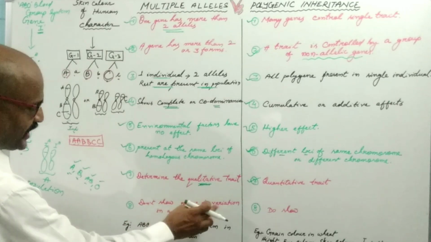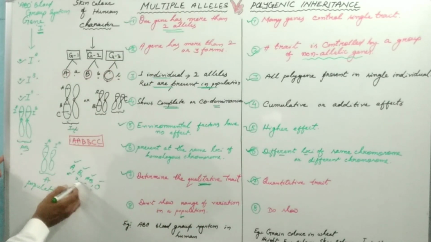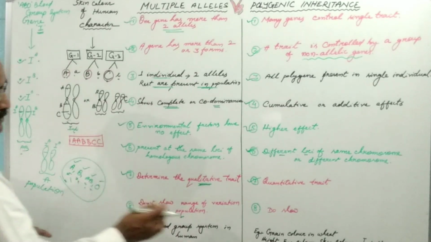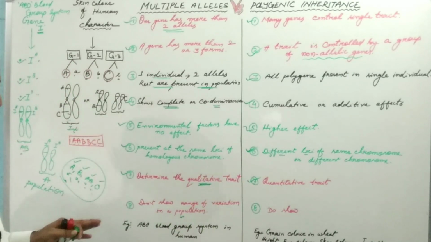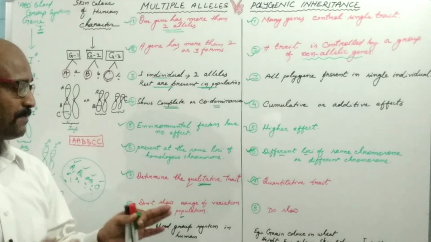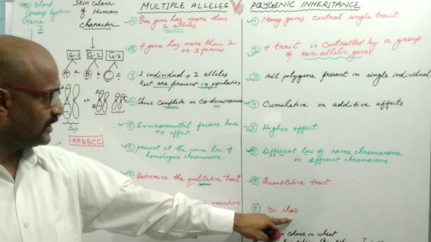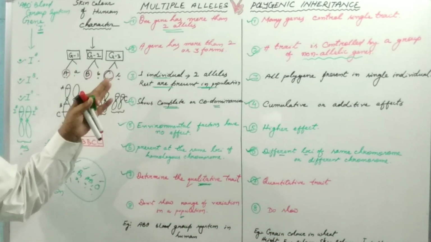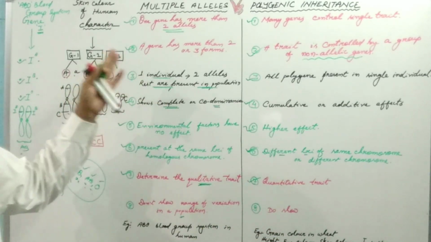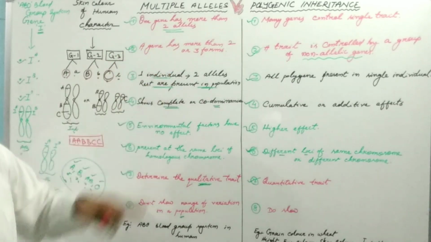That's why they don't show a range of variation. So in multiple alleles, there is not so much variation. You can count that only 4 variations are present, but here so many variations are present, which is known as continuous phenotypic variation. So it shows continuous phenotypic variation in the population. So these are the comparisons between multiple alleles and polygenic inheritance. And the example, the ABO blood group system, is controlled by multiple alleles.